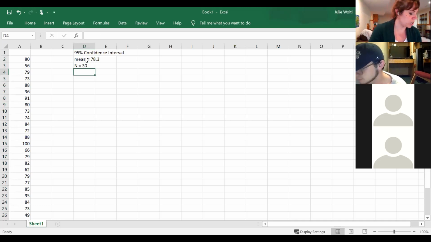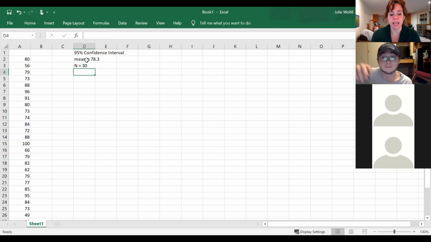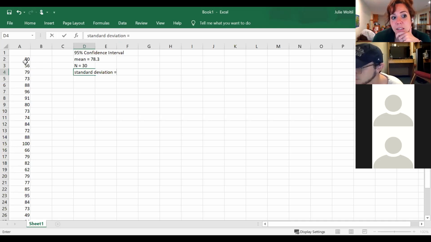What's the other piece of information that I need? So we're doing 95%, so would it be the 1.96? So we're skipping ahead there to Z. What else do we need first? The standard deviation, right? You got it. So how do we get the standard deviation? You have to do the x minus mean and then the x minus mean squared, right? You got it.